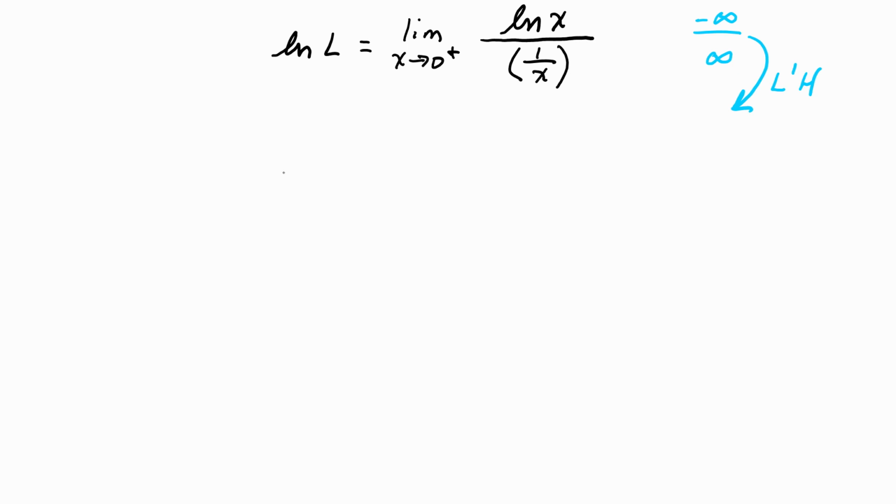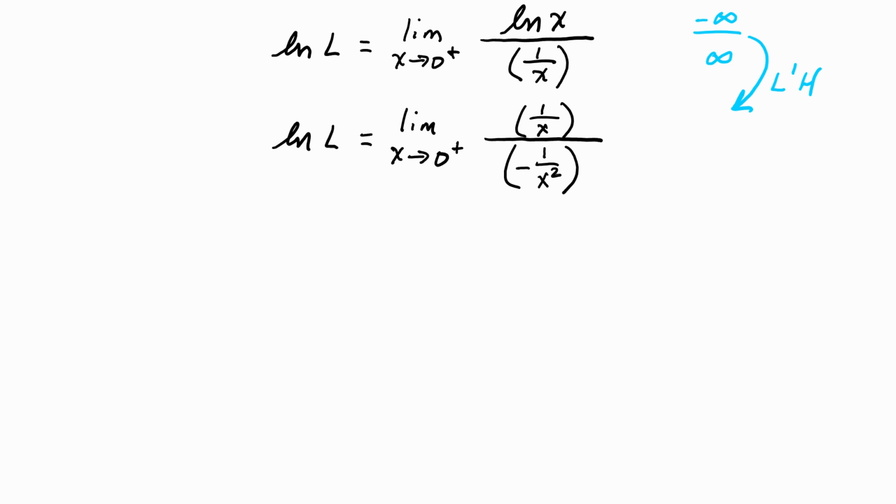We bring down the left-hand side, which is natural log of L. On the right-hand side, we have the limit as x goes to 0 from the right. Now in the numerator, we need to take the derivative, and the derivative of natural log of x is 1 over x. In the denominator, we have 1 over x, which is x to the negative 1. That derivative would be negative x to the negative 2, so negative 1 over x squared.